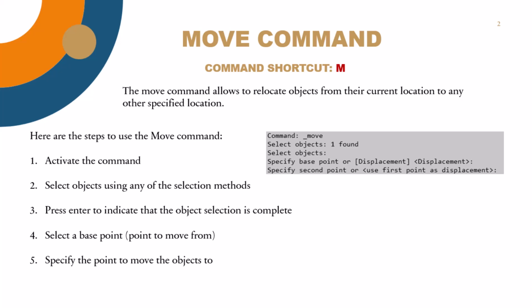The steps are very similar between many of these modify commands. You have to start by activating the command, then you select the object or objects that you want to move. Then you have to press enter to finish the selection. After that, you select a base point from which you're going to move the object, and then you have to specify the second point where you want this object to be moved to.